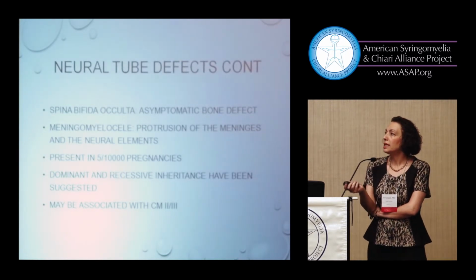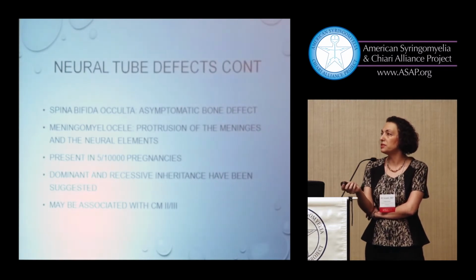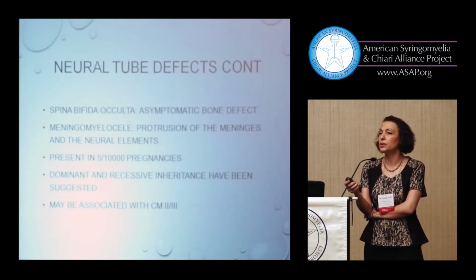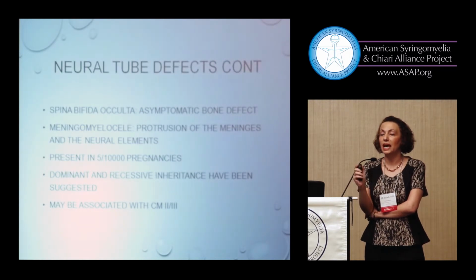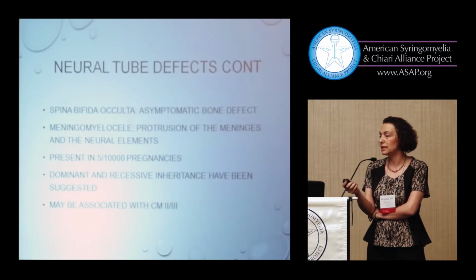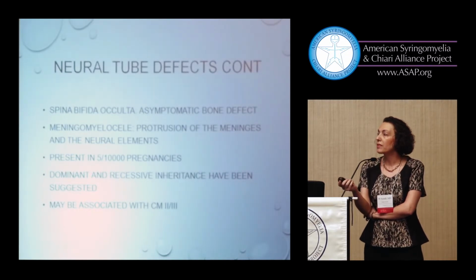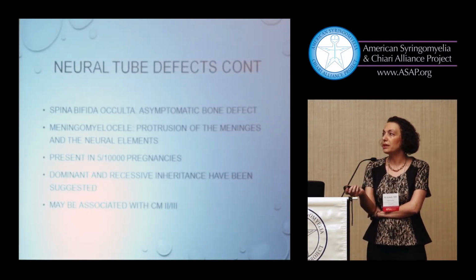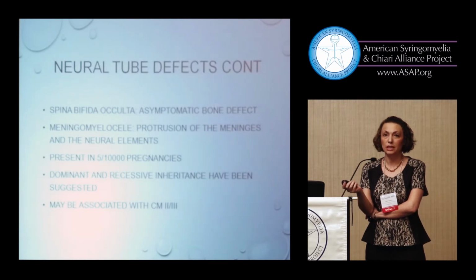And again, there is no single gene that has been determined in cases of neural tube defects. As I was saying earlier, these are complex traits, and there is a combination of environmental factors and genetic causes that play a role. And of course, in cases of Chiari malformation type 2 or 3, these co-occur.